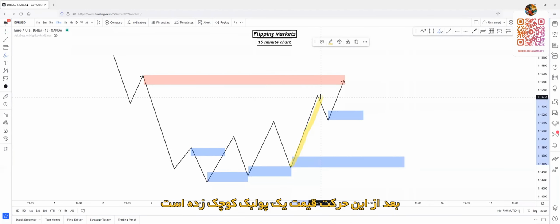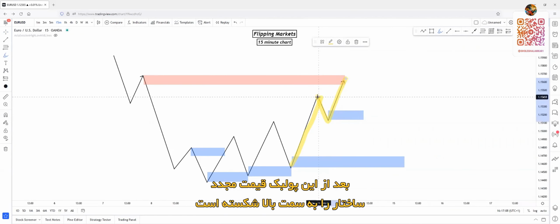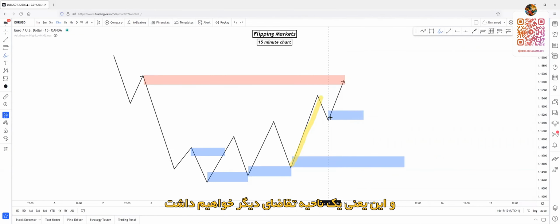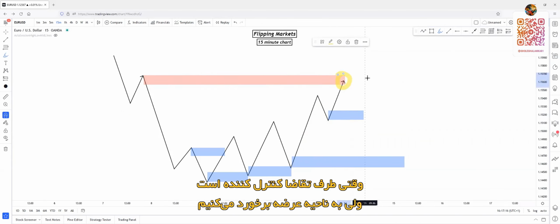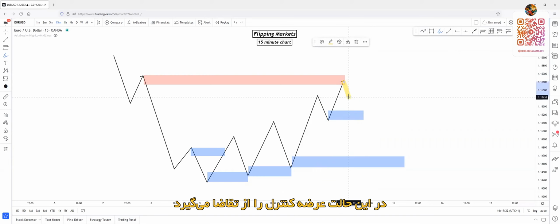So after this movement, price did a small pullback here, and after this pullback, price broke structure to the upside again. This means we will have another demand zone, which is right here. But in this case, price stepped into this supply zone. If price steps into a supply zone when demand is in control, and it rejects on that supply zone, supply will take over control from demand.